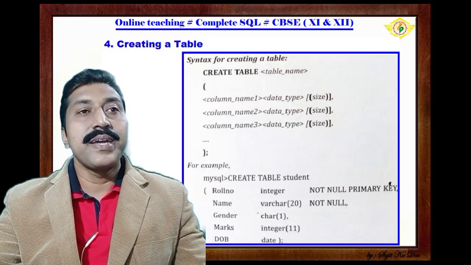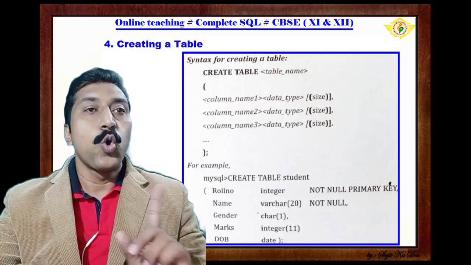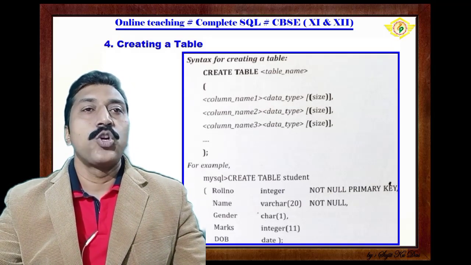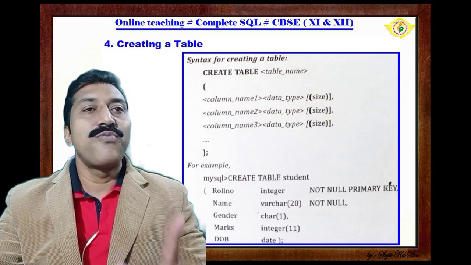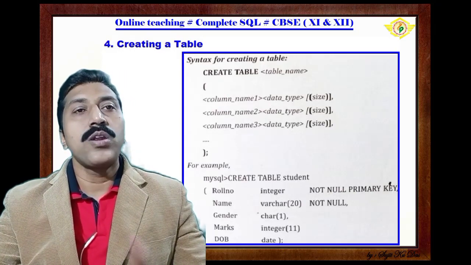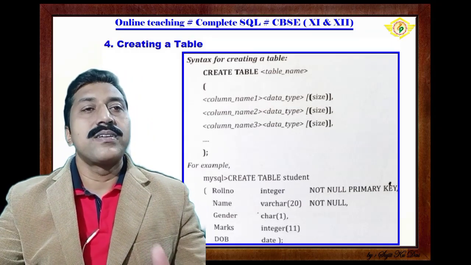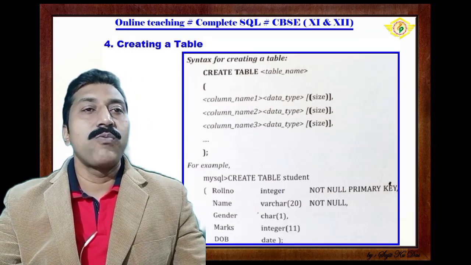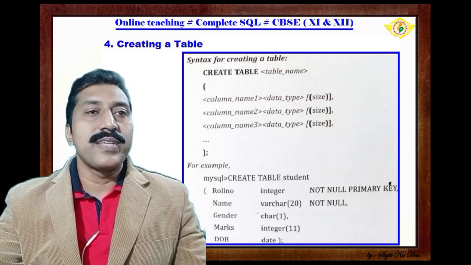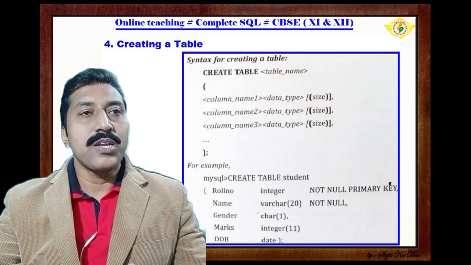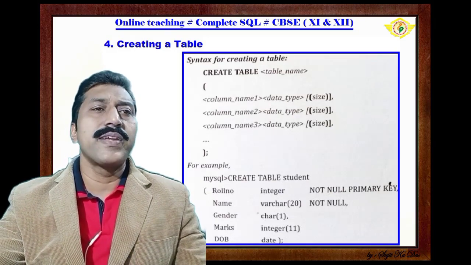And I am giving an example, you can just see. Suppose I am writing mysql> CREATE TABLE student, bracket start, roll number integer, NOT NULL PRIMARY KEY, name varchar(20) NOT NULL. These are some constraints I am using here. Gender char within brackets 1 means the size is 1 character I can enter. In this way, marks and date of birth I am entering. Then after that, close the bracket and semicolon. That means this table is created.